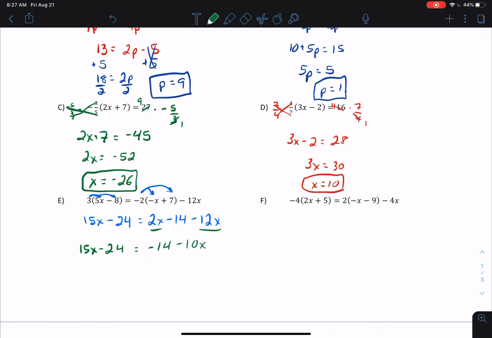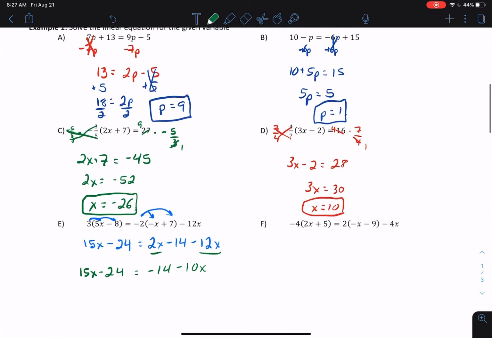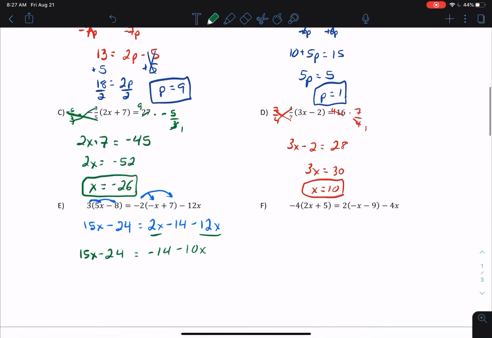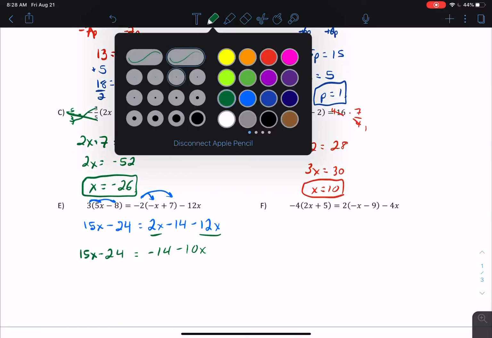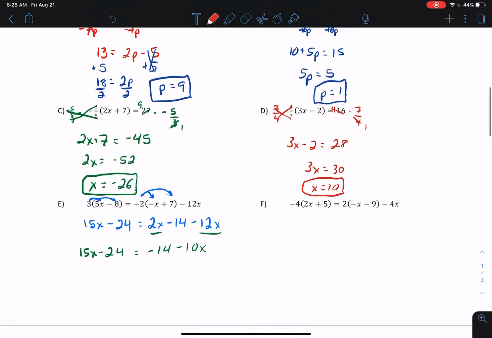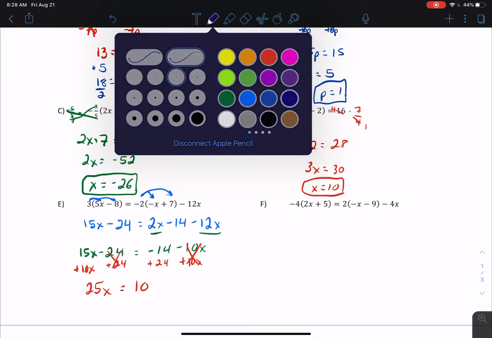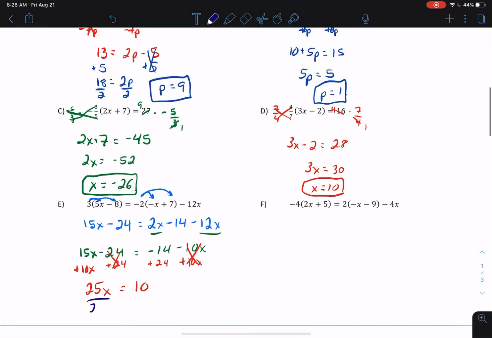Well, now it's just like the first problems we started with in this video. Let's get the variables on one side and the constant numbers on the other. So I'm going to add 10x to both sides. That's going to give me 25x on the left-hand side. I'm also going to add 24 to both sides. And that's going to give me 10. So now we're going to divide both sides by 25.